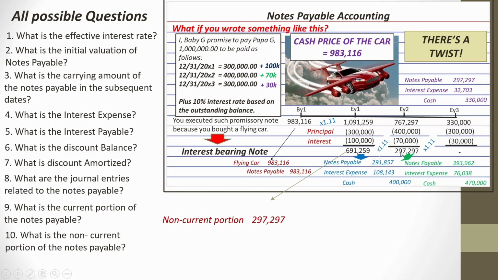Because non-current liabilities are those liabilities which are not settled within 1 year. So again, this 297,297 will become the non-current portion of the liability of the 691,259. Okay? Now, as to the current portion, it is the difference between these two. So the decrease from the 691,259 to 297,297. So again, the difference of those two is automatically the current portion. And that's how it is. So those are the possible questions 1 to 10.